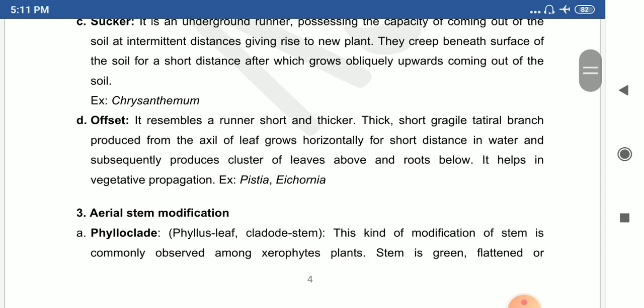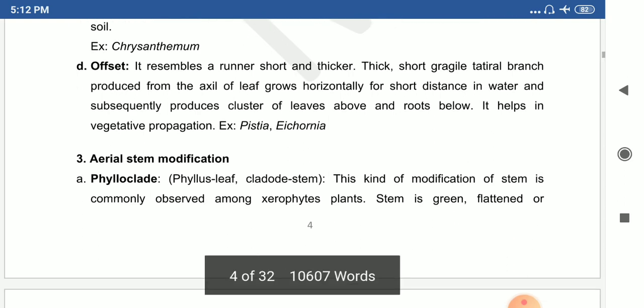It also resembles the runner, but it is short and thicker in nature. It is like a connection between two nodal regions, especially in the case of aquatic plants. Some plants grow in a water habitat. They will have a stem-to-stem connection through soft, slender parenchyma tissues. So these are called offsets. Example, pistia, eichhornia. So these are the subaerial stem modifications.